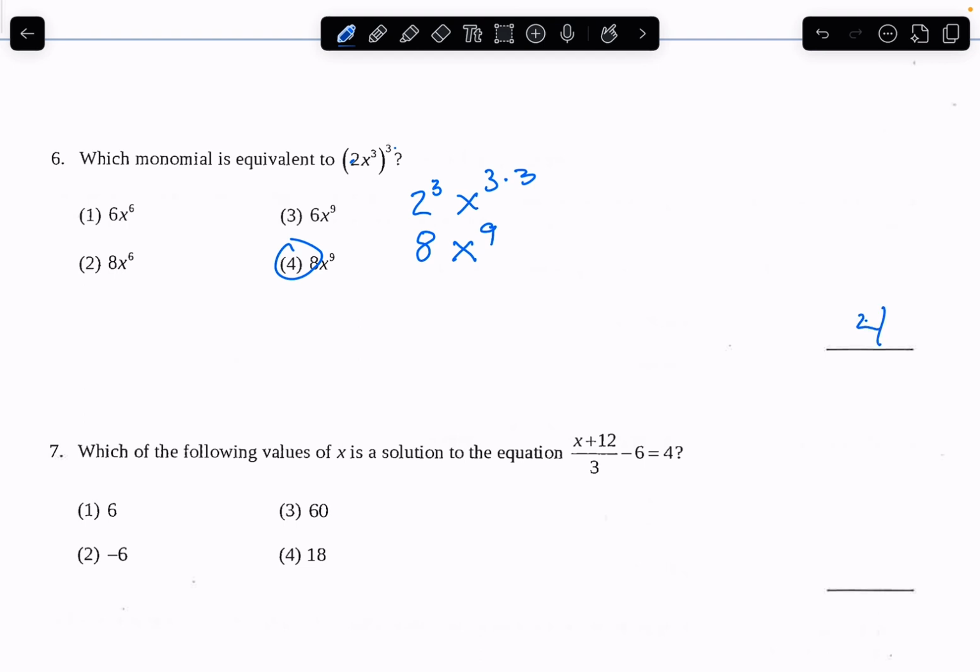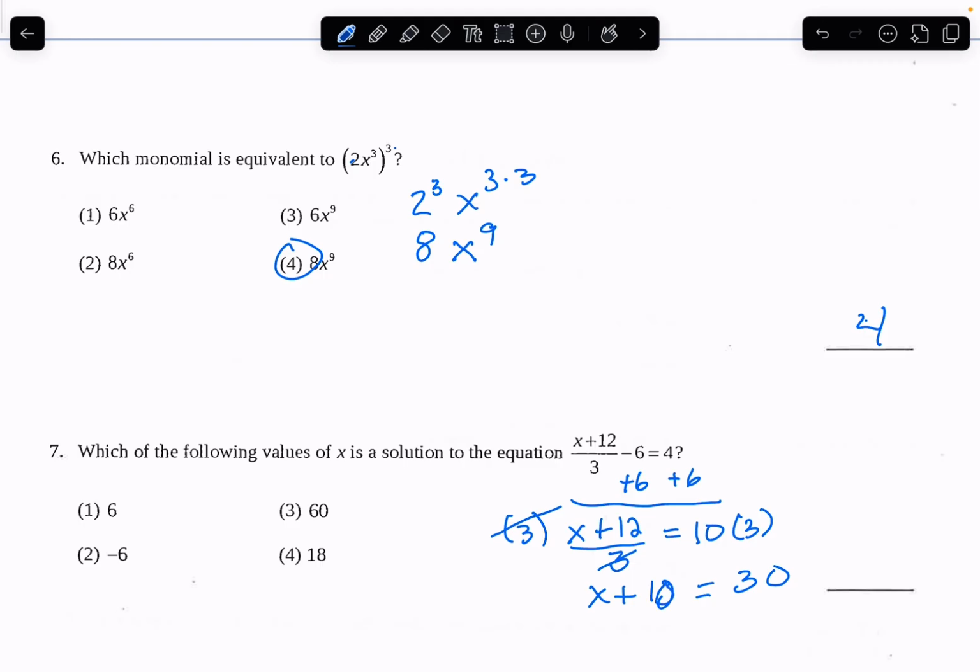Okay, which of the following is the solution to the equation? Some of you are still multiplying by 3 first. You can't, you have to undo the subtraction and addition. So you add 6 to both sides. You get x plus 12 over 3 is equal to 10. And now you multiply both sides by 3. And you have x plus 12, these cancel out, is equal to 30.